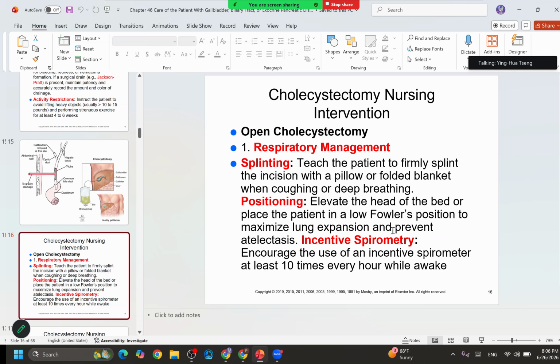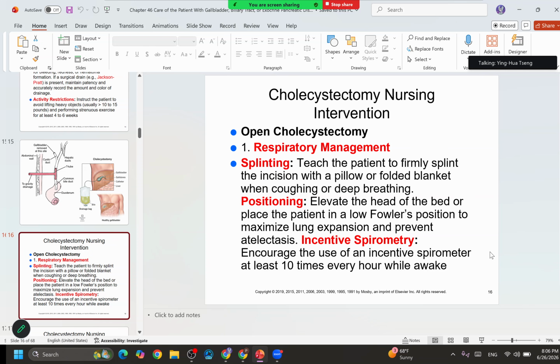Reposition, but the best one is the inserted spirometer. Remember, I showed you the machine, and when you just inhale, the air makes the green one at the top go up. That will totally extend your lung, and you don't need to cough, because when you cough, the pressure increases and it's going to hurt your surgical site.